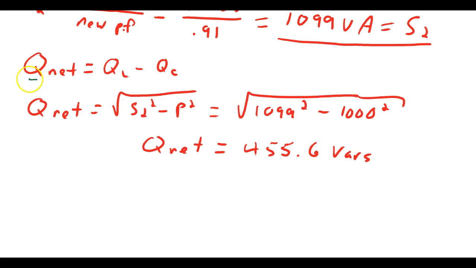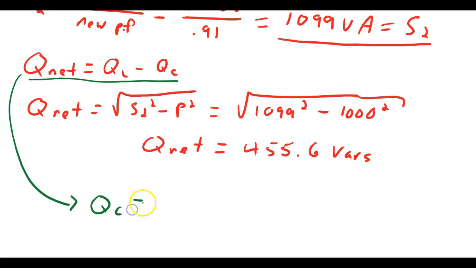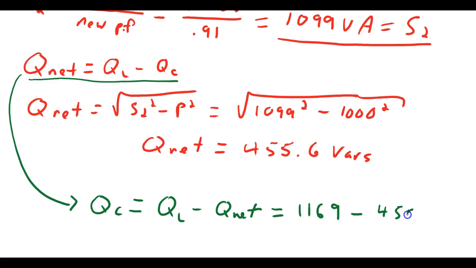Now, from this equation, we will say that QC is equal to QL subtract Q net. And therefore, remember QL above was 1169. Q net, we're going to say is 455.6, which means that QC has a value of 713.4 vars.